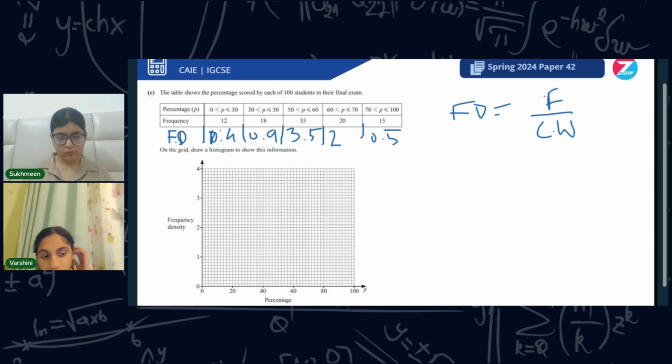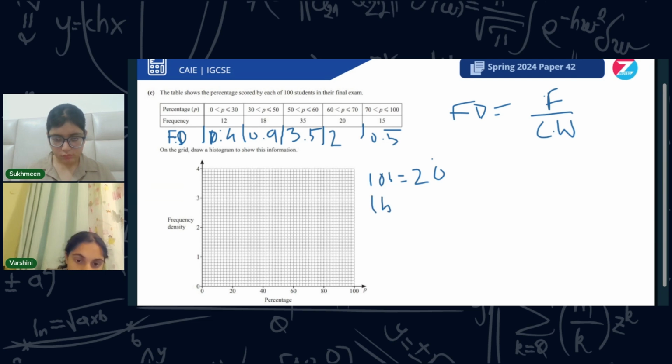Okay, so now to draw the histogram, we know that it's for these ranges: 0 to 30, 30 to 50. So let's label all the class widths. So first, let's find how much each box is. We know that over here, 10 boxes equals 20.